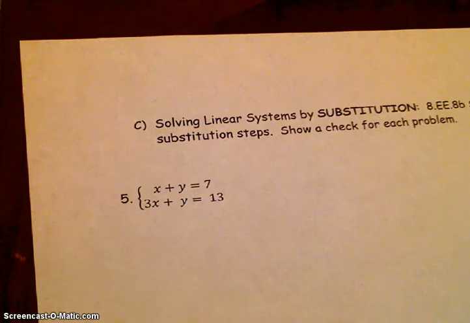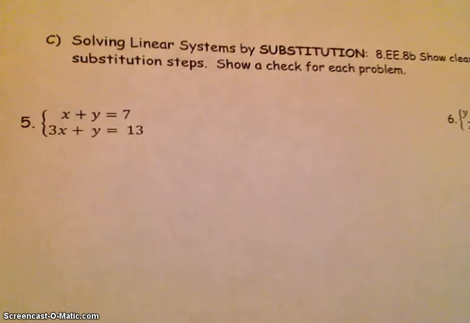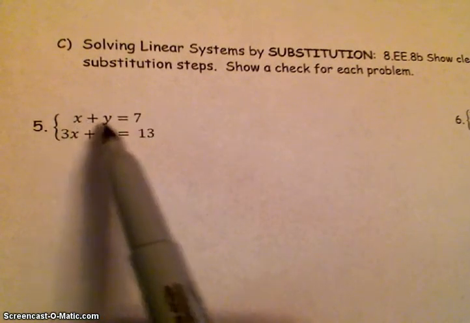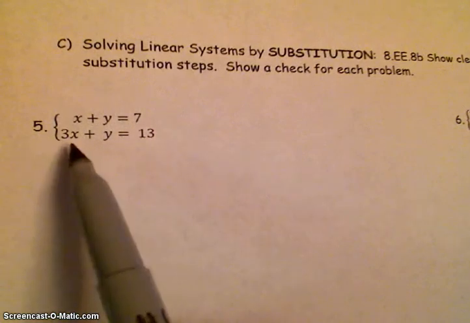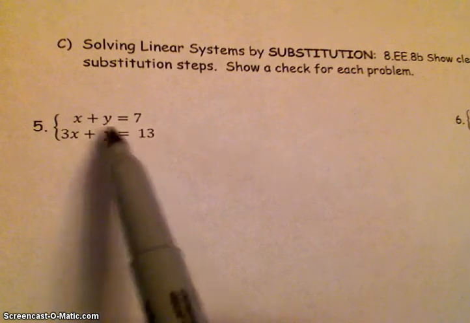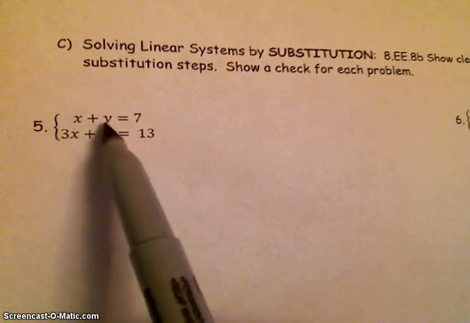All right, we are on the back side. We are now going to solve a system of equations by substitution. If you remember from our lessons, by substitution, you have to get a variable by itself. If you look at the first equation, you have x plus y equals 7. Then you look at the second one, 3x plus y equals 13. The easiest one to get a variable by itself is the very top one.